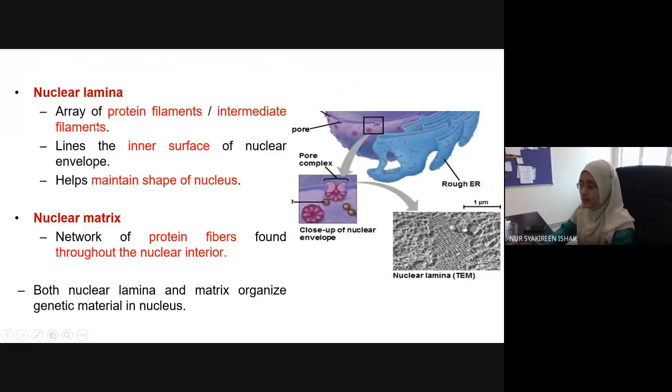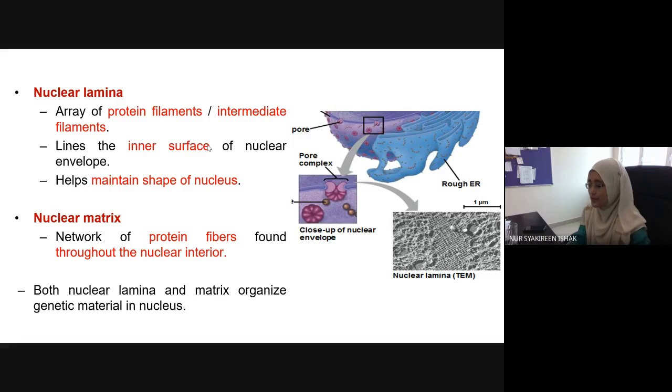Okay, so next is the nuclear lamina. So what is the nuclear lamina? It is an array of protein filaments or intermediate filaments. They are actually fibrous proteins, and the function of this nuclear lamina is to maintain the shape of the nucleus supaya nucleus tu tegak, maintain dalam structure spherical tu. Kalau tak ada nuclear lamina sebagai support, dia maybe crumble kan. So the nuclear lamina is to maintain the shape of the nucleus.